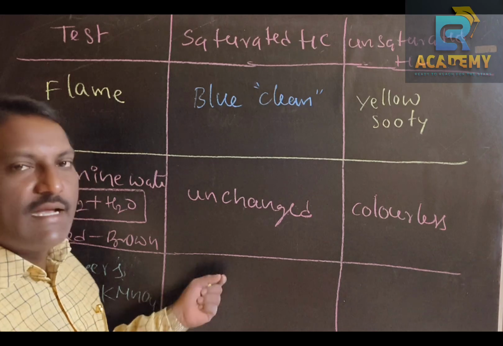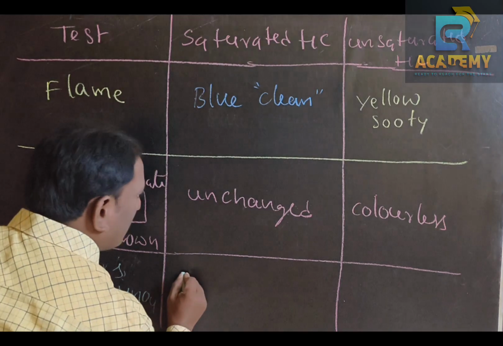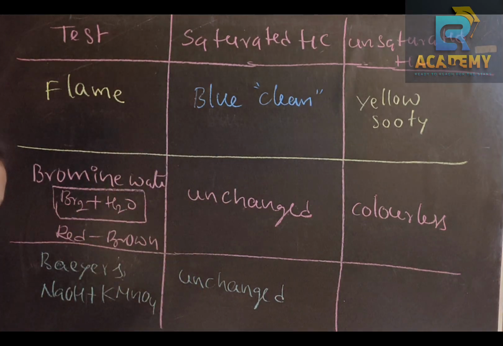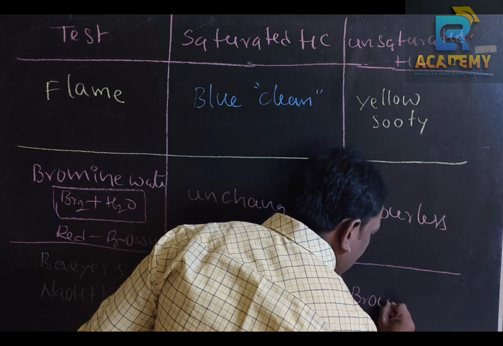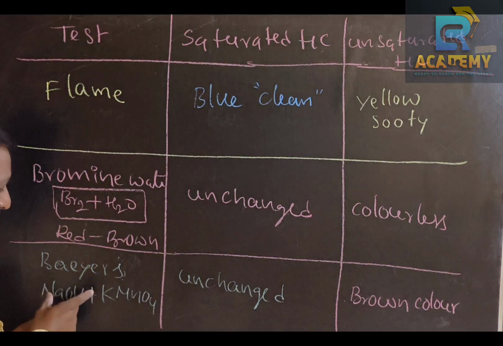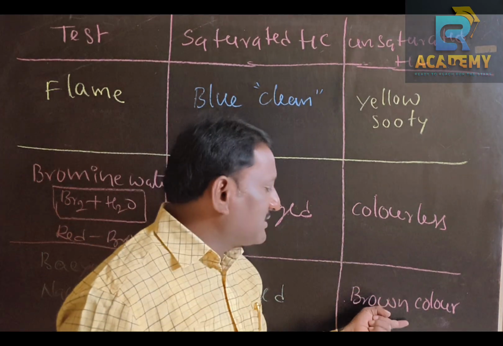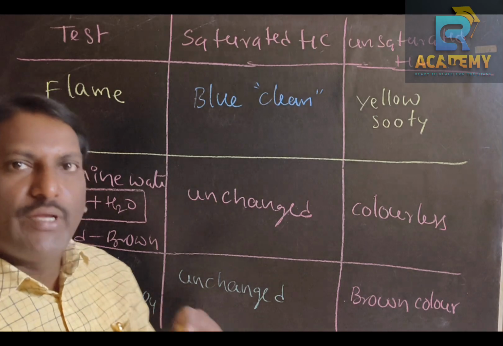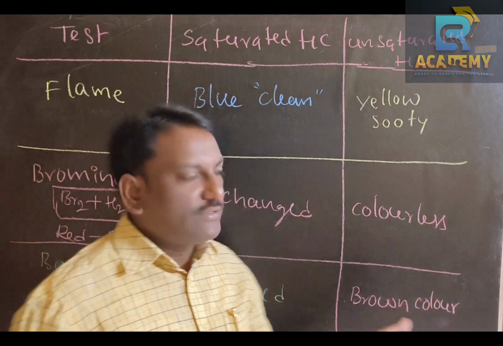In the presence of saturated hydrocarbons, there is no color change, it remains unchanged. In unsaturated hydrocarbon, it turns brown. In case of saturated hydrocarbons, purple potassium permanganate remains purple, but in case of unsaturated hydrocarbon, it turns brown. So based on these tests, we come to know which one is the saturated hydrocarbon and which one is the unsaturated hydrocarbon. Clear to you?